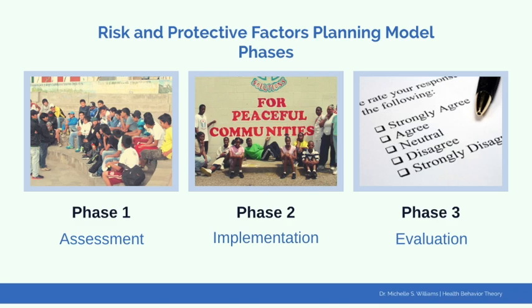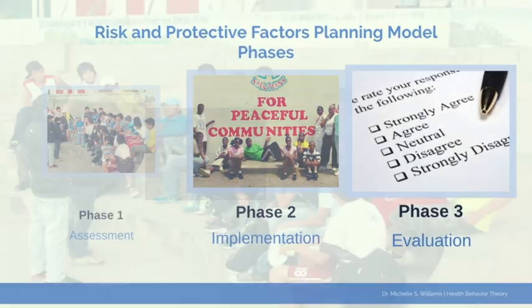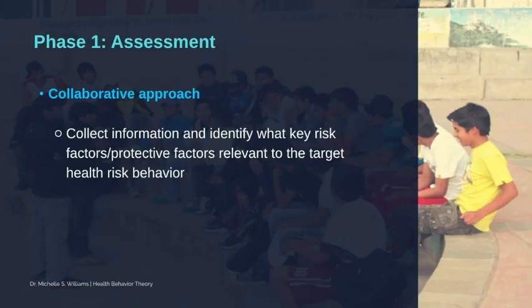So let's take a look at the phases of the risk and protective factors planning model. This planning model has 3 phases, which are broken down into the 3 main processes of all program planning models. That's phase 1, which is assessment, phase 2, which is implementation, and phase 3, which is focused on evaluation. So let's take a look at what happens in phase 1.